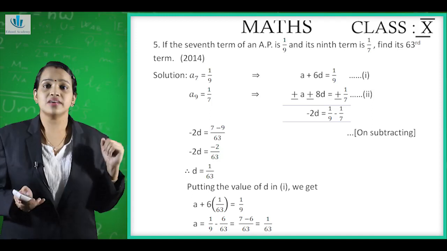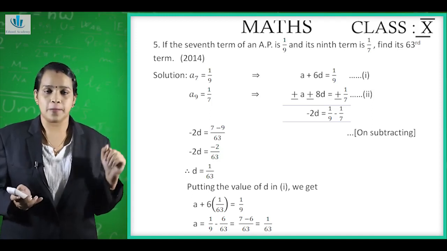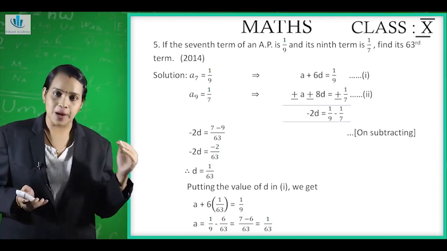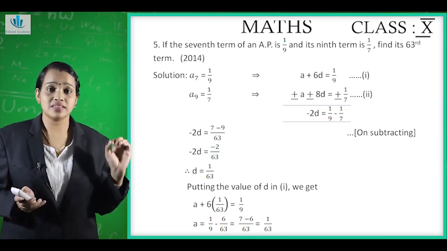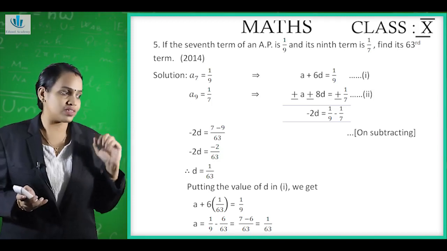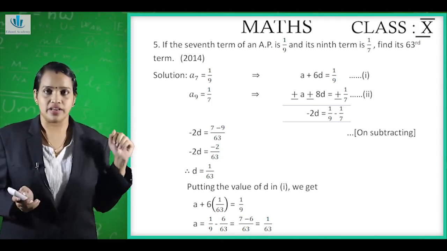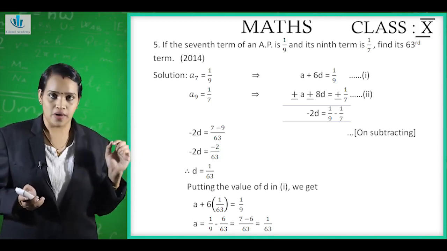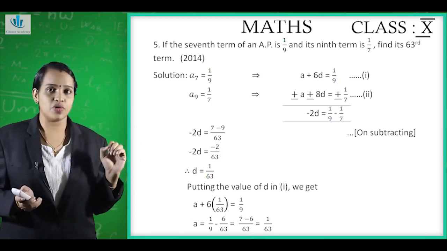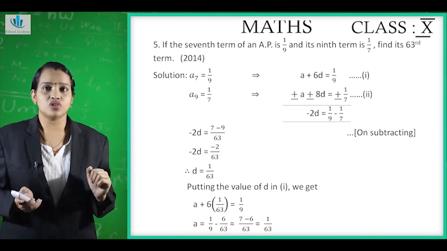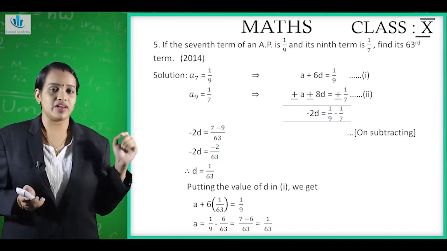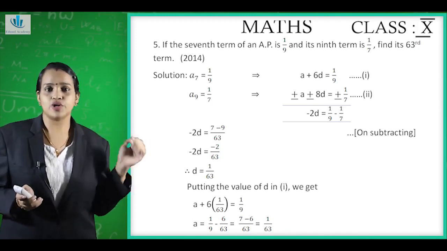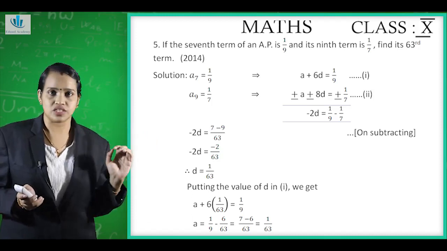The next question is, if the 7th term of an AP is 1 upon 9 and its 9th term is 1 upon 7, find its 63rd term. So this question has appeared in the year 2014. Now in the question it is said that A7 is equal to 1 upon 9 and A9 is equal to 1 upon 7. So how will we solve it? A7 is equal to 1 upon 9, so it becomes A plus 6D is equal to 1 upon 9. We give it as equation 1.